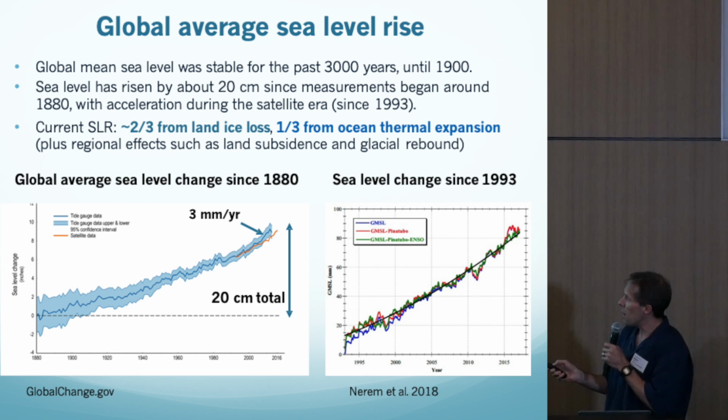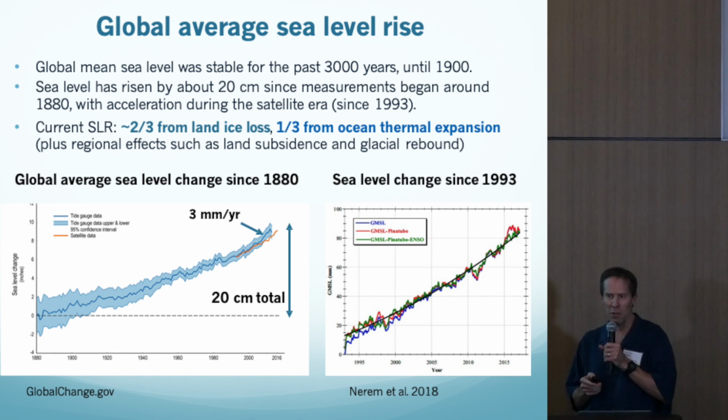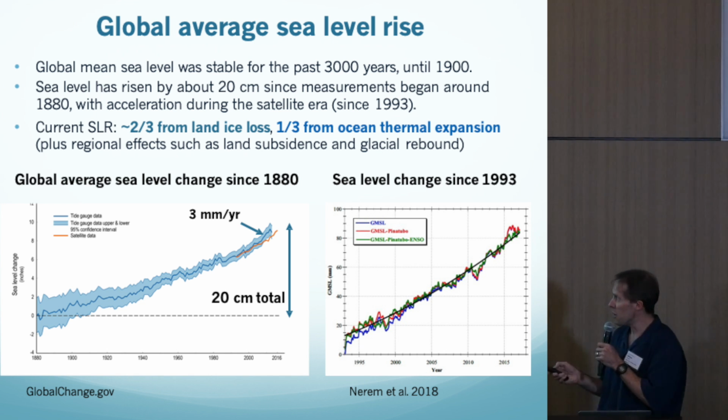Then starting around 1993, which is when we became able to measure sea level by satellites, by measuring small changes in the surface elevation of the ocean, we've had a more detailed record. And since then, we've seen an acceleration of sea level. Sea level is now rising by a little more than 3 millimeters per year, which averages out to about a foot over a century. But that increase has been accelerating.